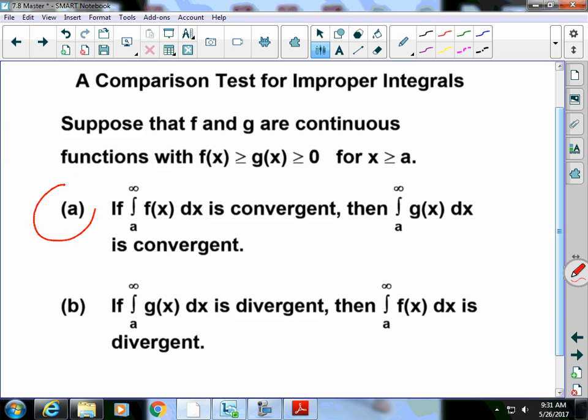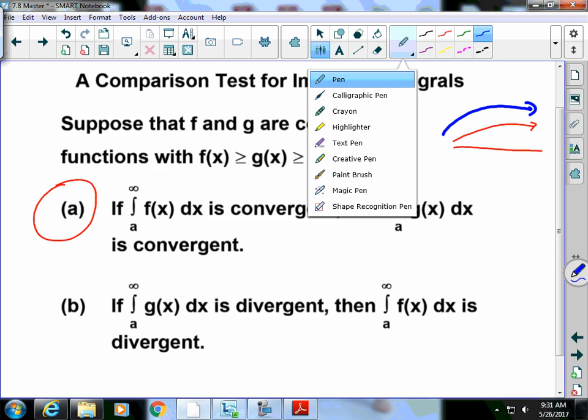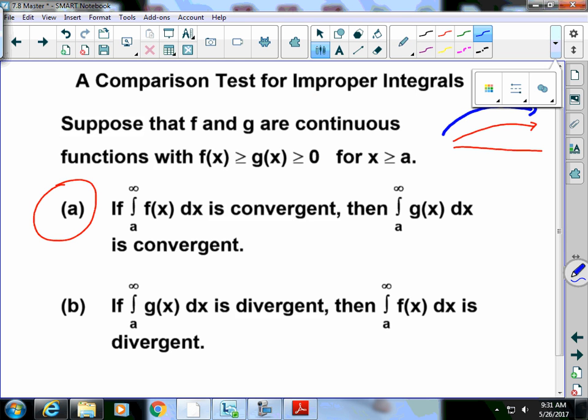Here it says, if the integral from a to infinity of f(x) dx is convergent, then the integral from a to infinity of g(x) dx is convergent. Well, that makes sense, because if I have two functions, this is my first function, which I don't know how to define, and this is my second function, right?